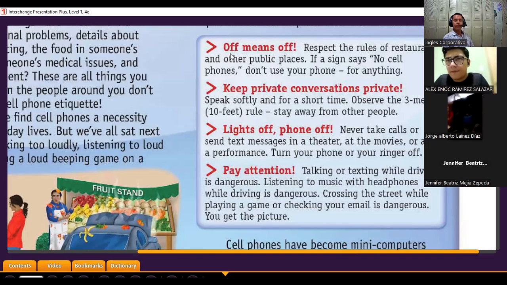Off means off. Respect the rights of restaurant and other public places. If a sign says no cell phones, don't use your phone for anything.